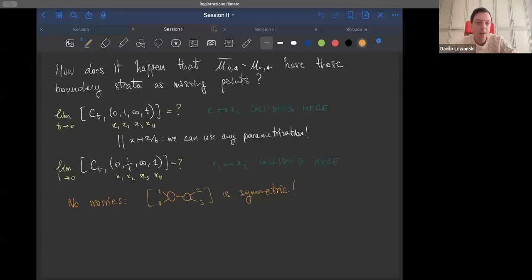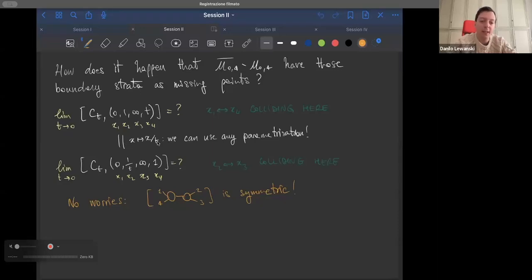Okay, so actually the limiting trick is here. How does it happen that M_{0,4} bar minus M_{0,4} has those boundary strata as missing points? Now you can take this family of curves depending on t, and you take the points 0, 1, infinity, and t as x1, x2, x3, x4. And now you can take the limit when t goes to 0, for example. So now you're letting the points x4 and x1 collide, right? So x1 and x4 are colliding here.